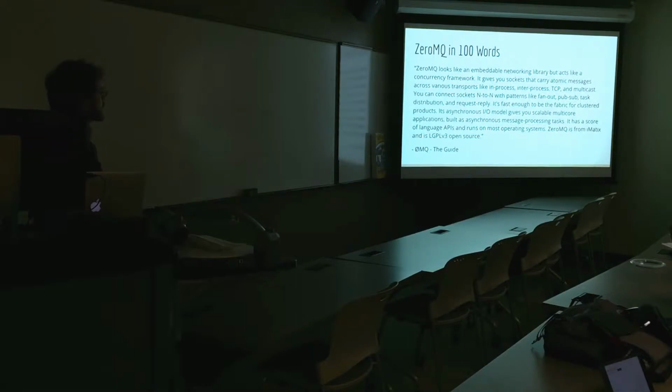So, ZeroMQ in 100 words. ZeroMQ looks like an embedded network library, but acts like a concurrency framework. It gives you sockets that carry atomic messages across various transports like in-process, inter-process, TCP, and multicast. You can connect end-to-end, fan-out, pub-sub, task distribution, request-reply. It's pretty fast. Well, I mean, it's quite fast. So you can use it to build scalable multi-core applications on one machine, or you can use it to connect many machines together, or just machines from around the world together. It's built as an asynchronous processing task, and it has a score of language APIs and runs on most operating systems. And the makers of it, the company is called iMatix, and it's LGPL-v3.